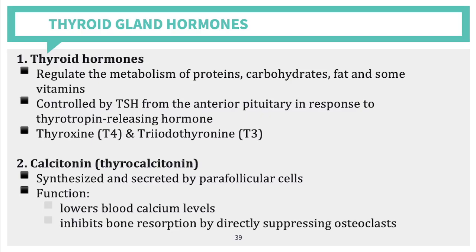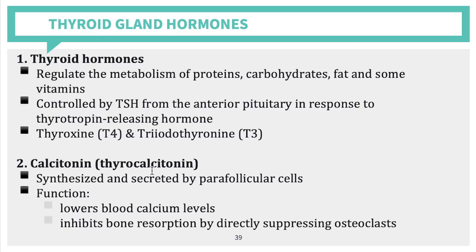So, your thyroid gland can produce your thyroid hormones. Remember your thyroid hormones? It regulates the metabolism of your proteins, your carbohydrates, your fat, and some vitamins. That's the function of your thyroid hormones. Again, it is controlled by your thyroid stimulating hormone from the anterior pituitary in response to your thyrotropin releasing hormone. What are the different thyroid hormones? Thyroxine, and your triiodothyronine or your T3.